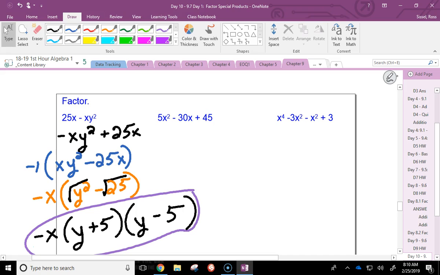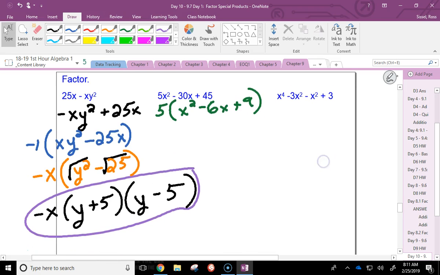If we try this one, 5x squared minus 30x plus 45. Now, do we have a common thing to factor out? Yes. We can go ahead and take our 5 out. So that'll leave us with x squared minus 6x plus 9. Okay?